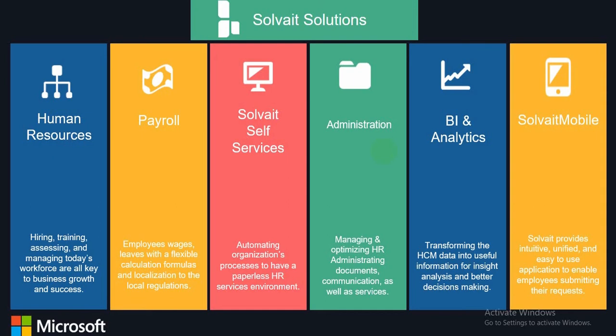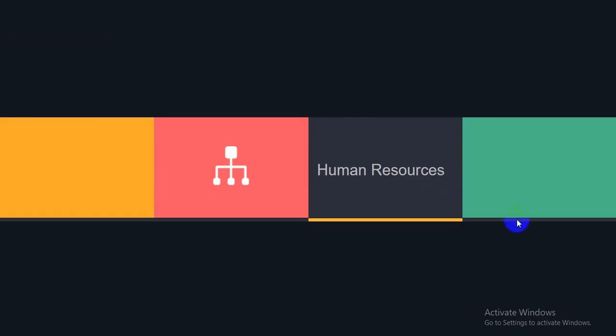Administration, managing and optimizing HR administrating documents, communication, as well as services. BI and Analytics, for transforming the HCM data into useful information for insight analysis and better decision making. Solvait Mobile, which is an intuitive, unified and easy to use application to enable employees submitting their requests. Let's start with the human resources.